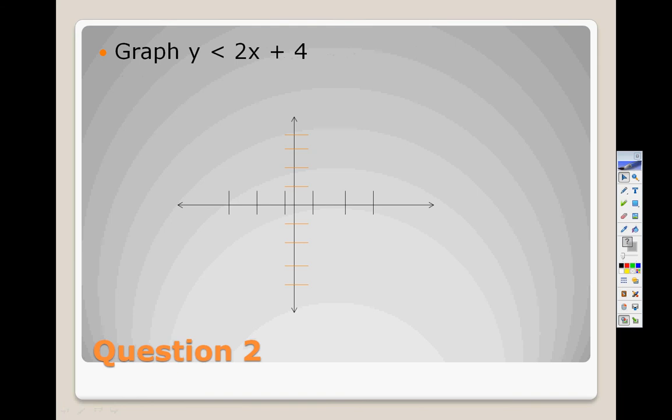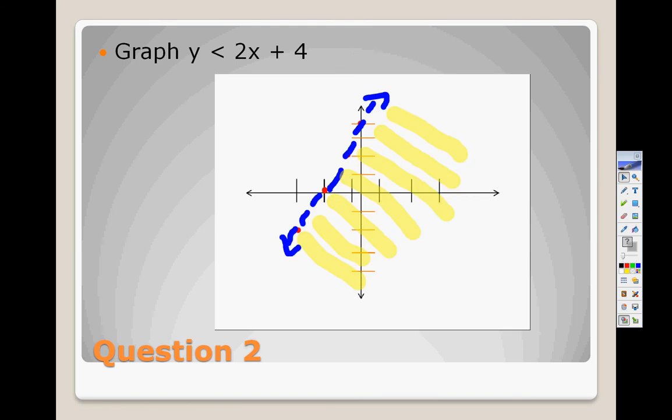Second one, question 2. Graph y is less than 2x plus 4. Pause. And the answer is right there. What I did is I used my y-intercept of 4, and then I couldn't really go up and over, so I went down 2 and left over 1, down 2, left 1, kind of hard to see with my weird spacing. Then I made it a dotted line, since there's no line under it, and I shaded below the line. My test point of 0, 0 showed that 0 was less than 2 times 0 plus 4, so 0 is less than 4. And that's the answer for number 2.